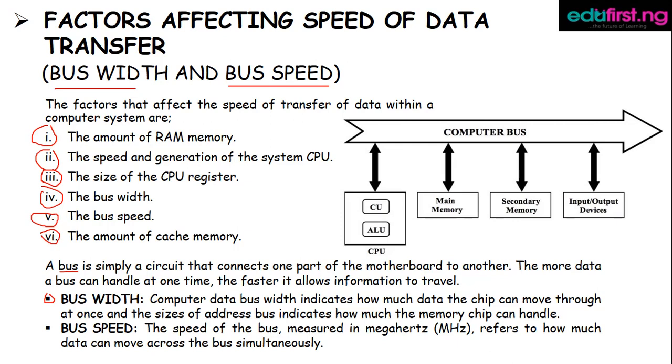So bus speed. The speed of the bus is measured in megahertz. This refers to how much data can move across the bus simultaneously. I think that's quite explanatory.